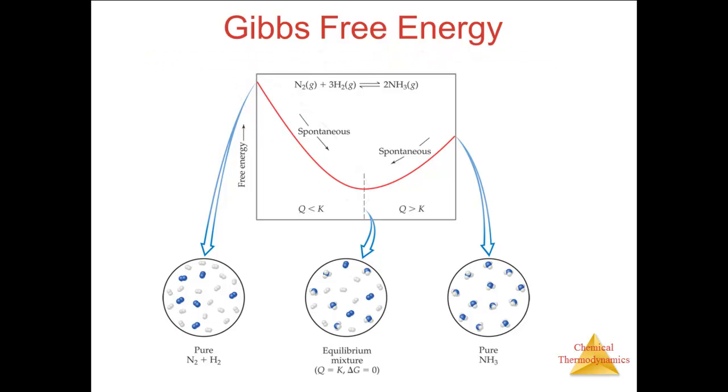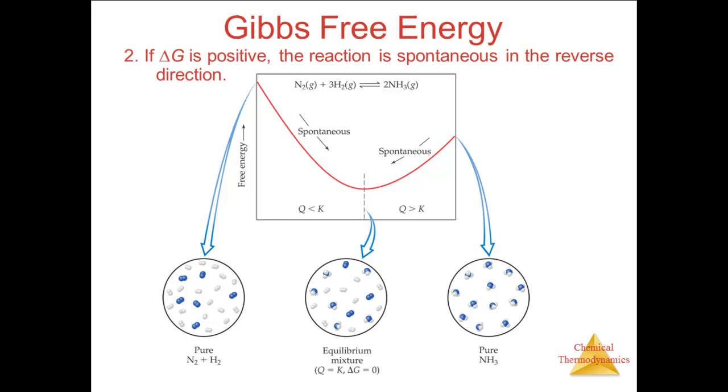If delta G is positive, the reverse reaction is spontaneous. If we continue to increase the amount of NH3 towards the right of the diagram, the value of G increases, and going the other way, that is, the reverse reaction, is spontaneous. So the reaction is spontaneous, moving from pure NH3 toward equilibrium.